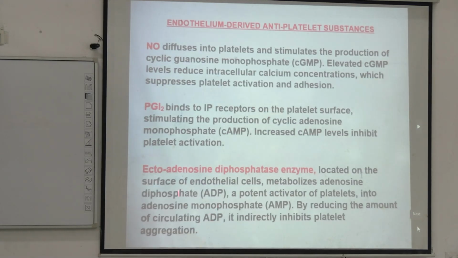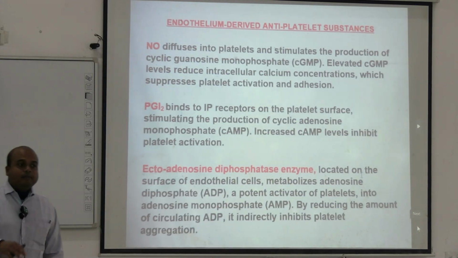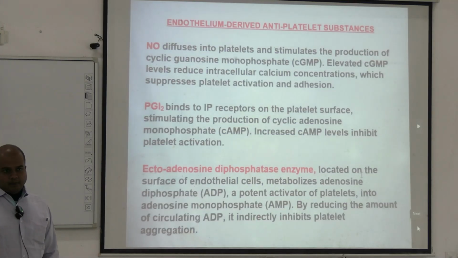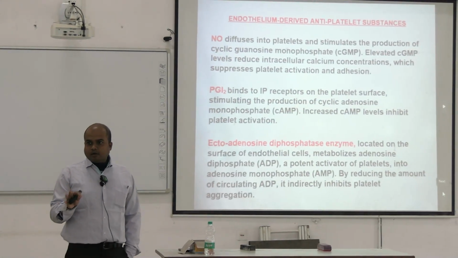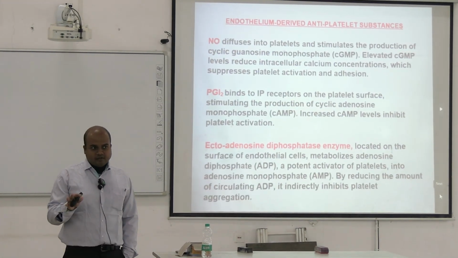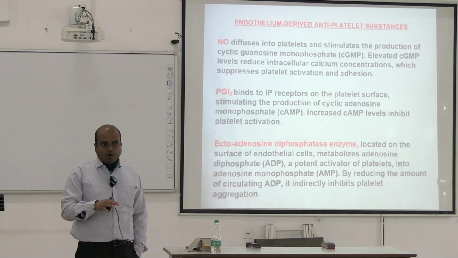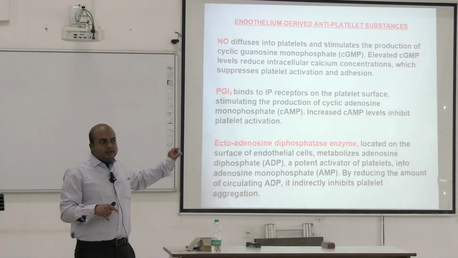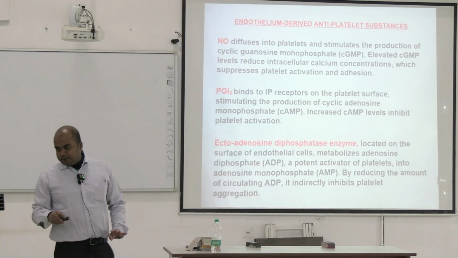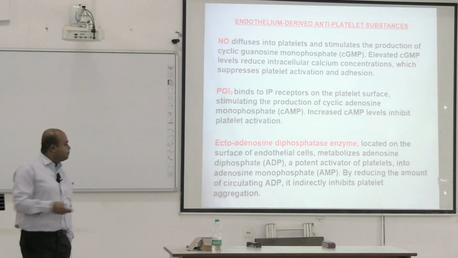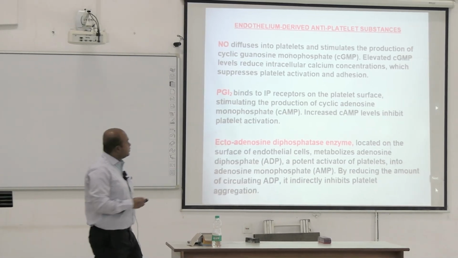If you forget the name of the enzyme, at least try to write there is an enzyme which breaks down ADP to AMP. In subjective questions, if you forget one part, at least write whatever relevant you know. That means not irrelevant things. Don't write something which is wrong. If you forget the name, then write at least there is an enzyme which breaks down ADP to AMP. And without circulating ADP, platelet aggregation is inhibited.